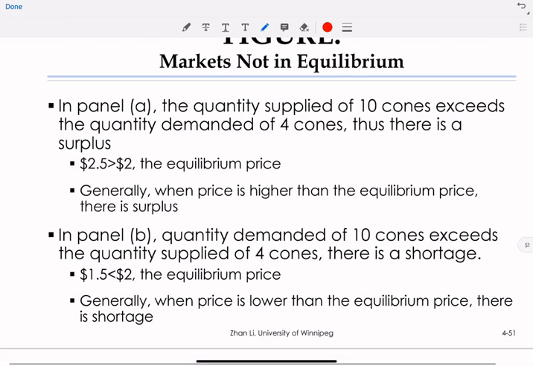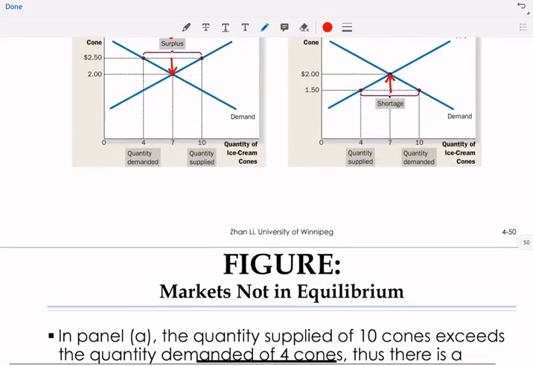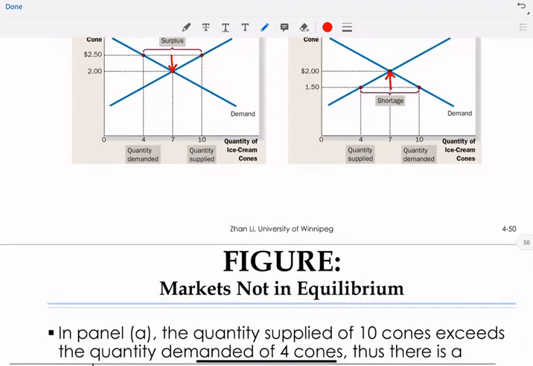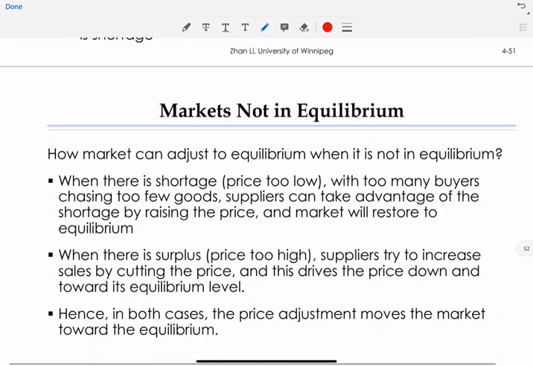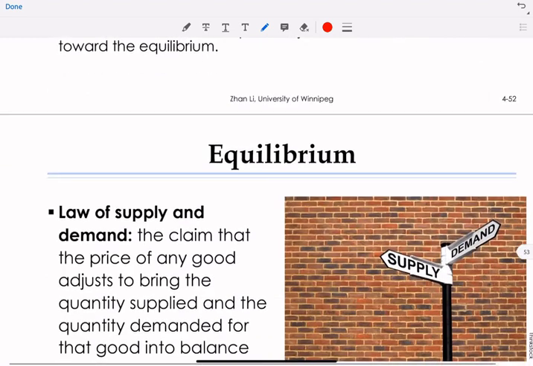You can see here we have several slides, and these slides talk about surplus and shortage. Basically, I have talked about these things using these two pictures, so I will just skip these different slides here.